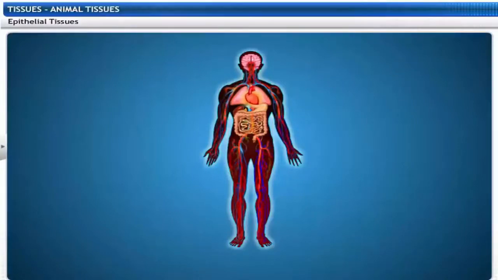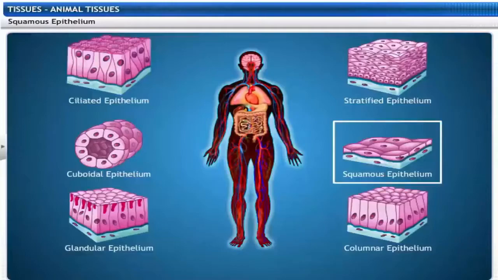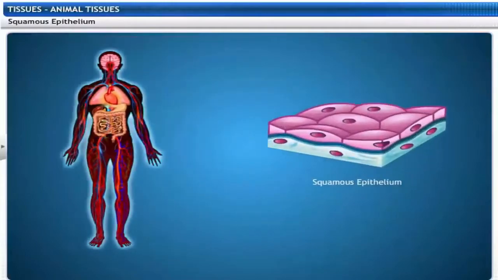And this is the glandular epithelium. When columnar epithelial cells modify as gland cells and secrete substances at the epithelial surface, they form glandular epithelium. These are found in the sweat glands and tear glands and produce secretions.